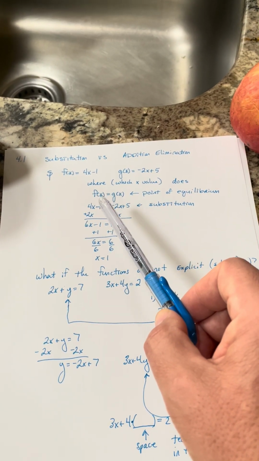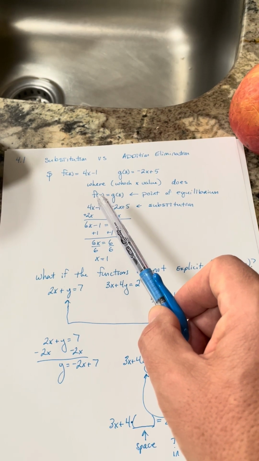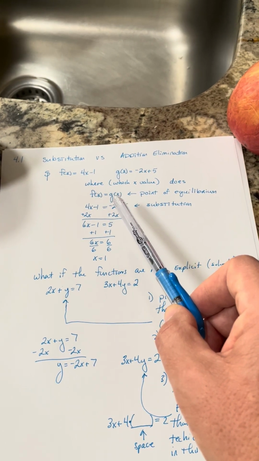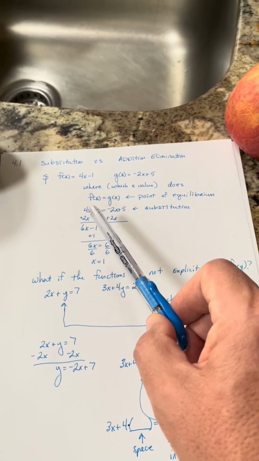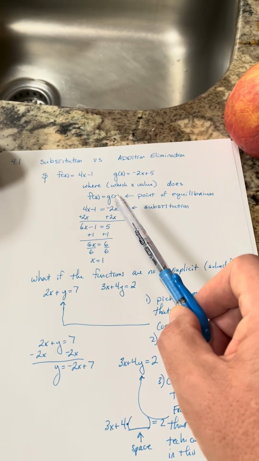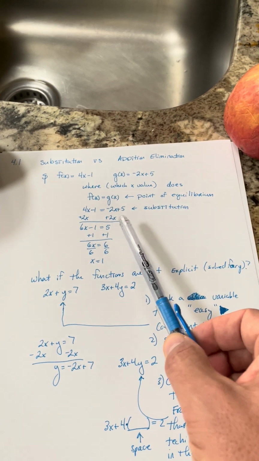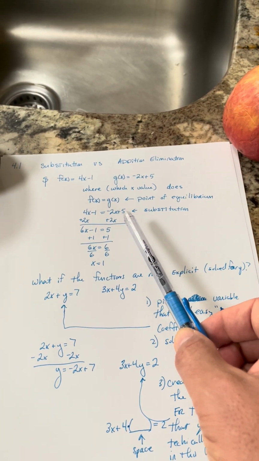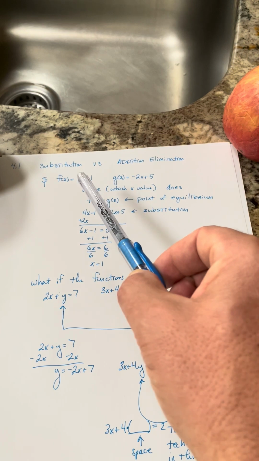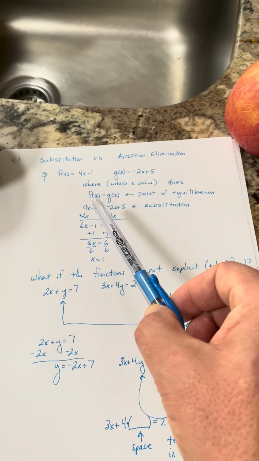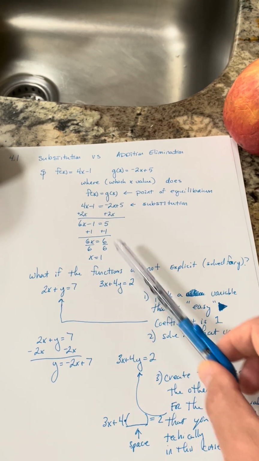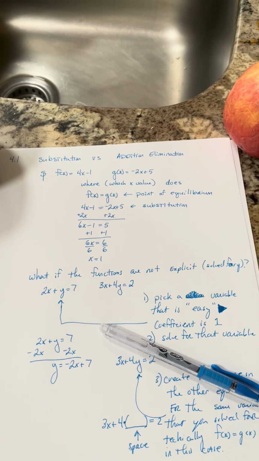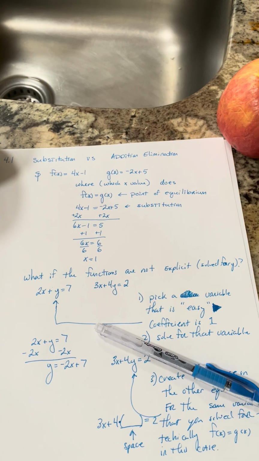And what you're actually doing is taking the idea that f of x is equal to g of x at some point. And so remember, f of x is really just the y, and g of x is just the y. So somewhere the y's are equal. So we're going to use that assumption, and we're going to substitute in this expression for f of x and this expression for g of x. And so you end up with 4x minus 1 is equal to negative 2x plus 5.